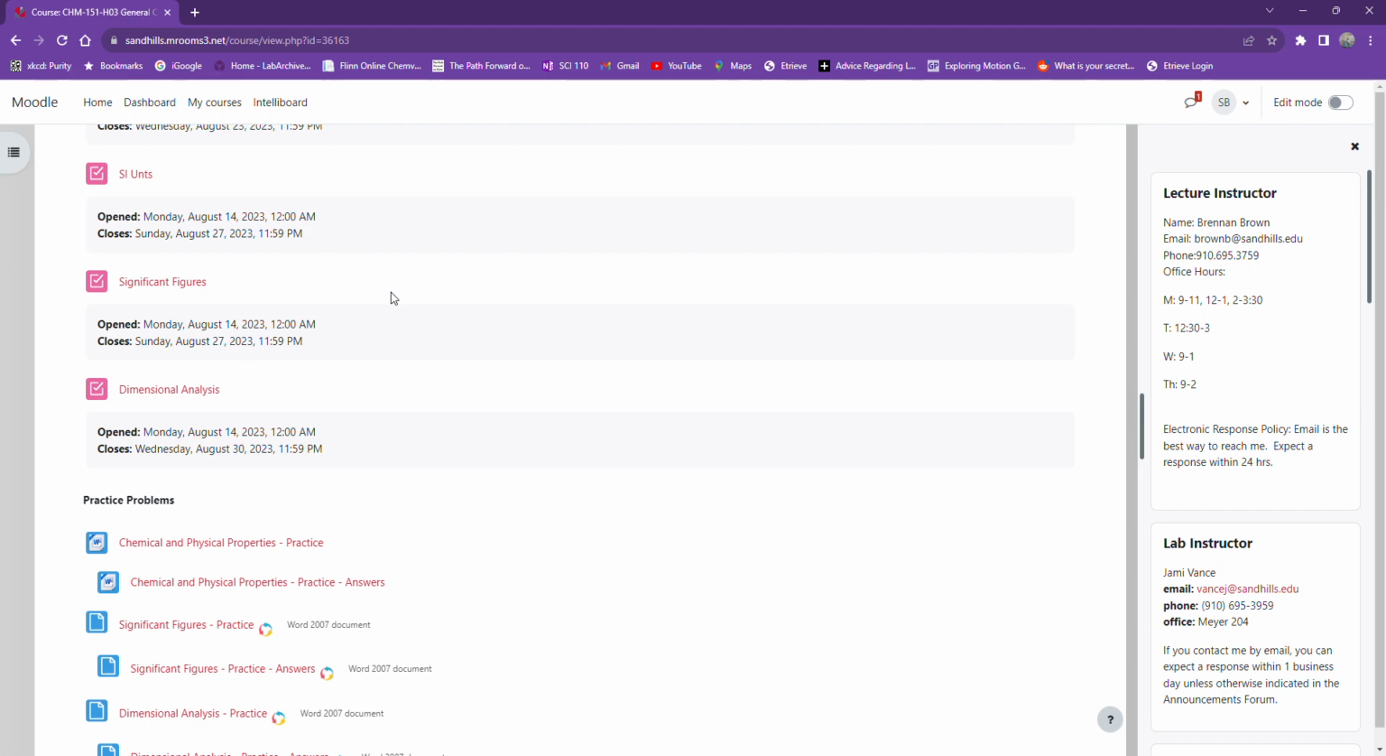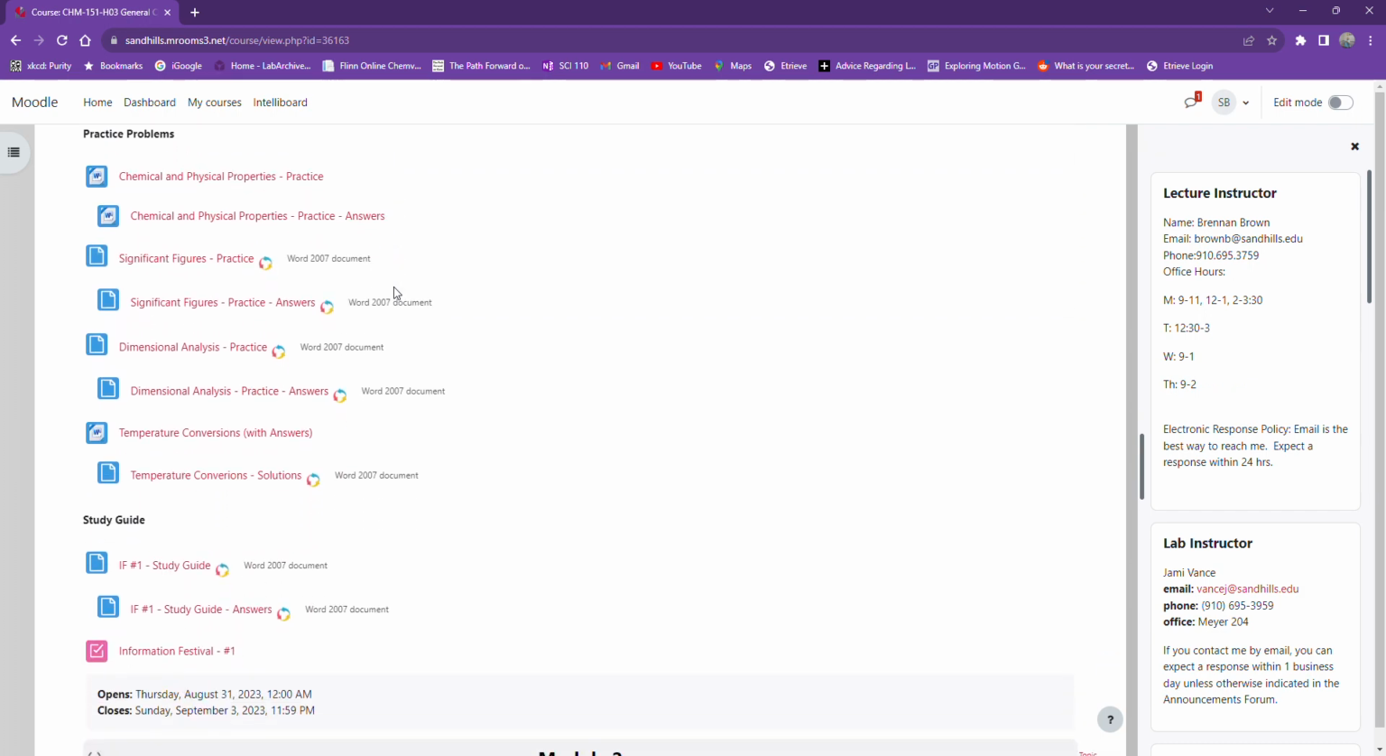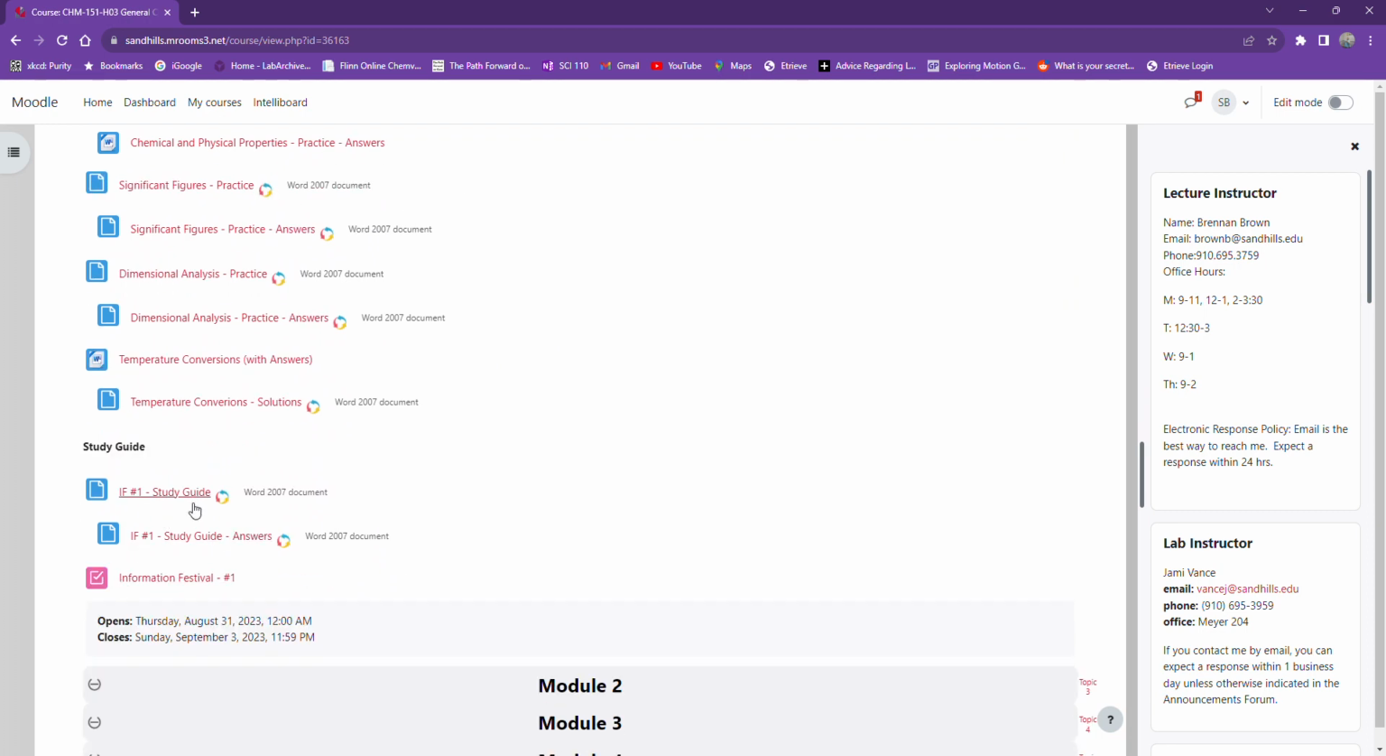And then finally, at the end of each module, we have some paper practice problems and their answers listed, as well as a study guide, followed by the exam. You will notice the exam has a different name than just exam. It says Information Festival. That's because we don't like to think of tests or exams in an anxiety-causing light. We like to celebrate the knowledge that we have gained over the previous weeks. And so we take our information festivals at the end of each module.